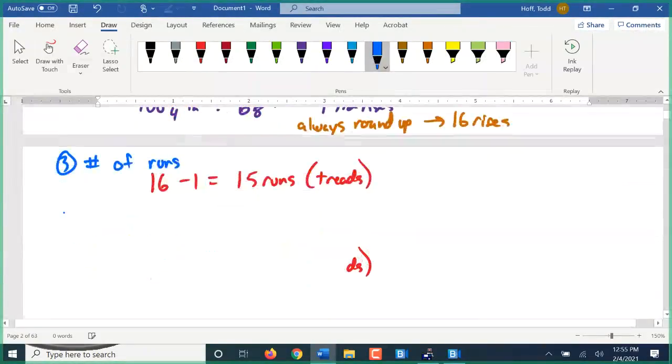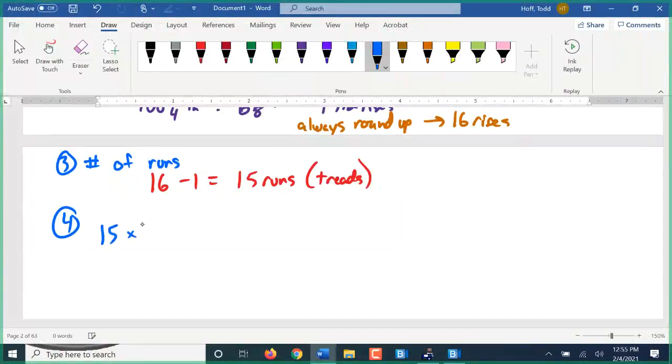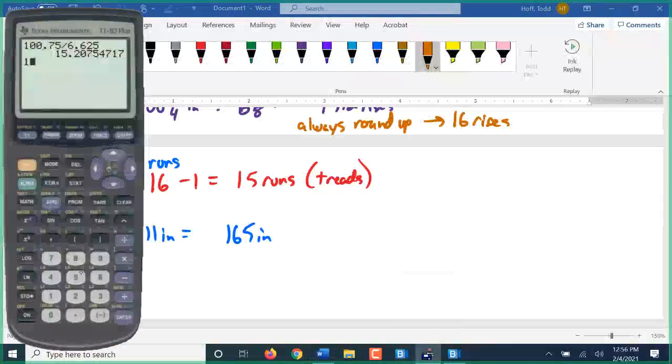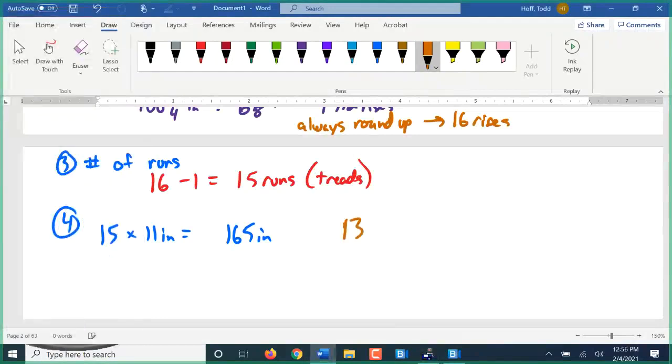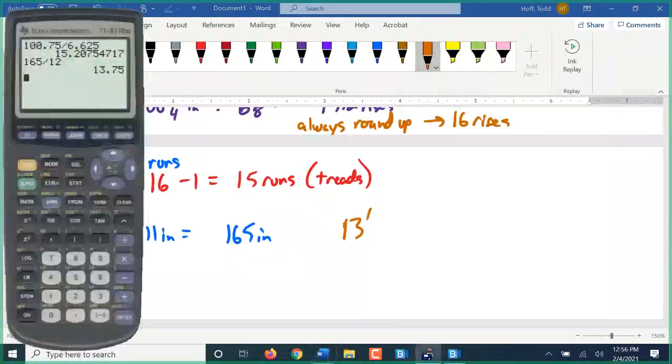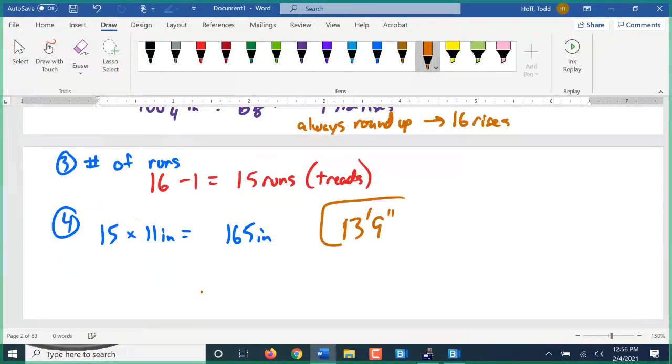So the stair opening is the number of treads, 15, times the size of the tread, 11 inches. That's 165 inches. And let's convert that into feet, inches, and 16. So 165 divided by 12 is 13.75. So that's 13 feet. Subtract the 13 times 12 gives us back 9 inches. So to make that stair opening work, we need a stair opening of 13 feet 9 inches for that staircase.